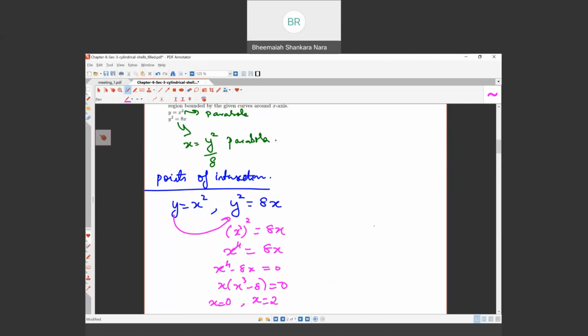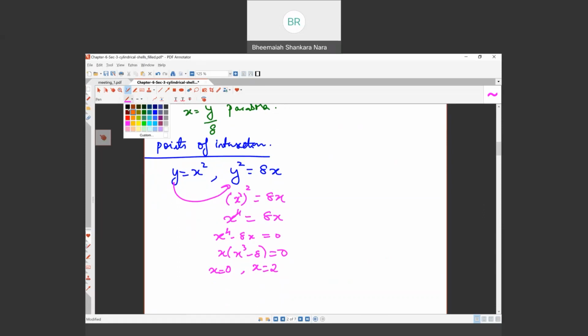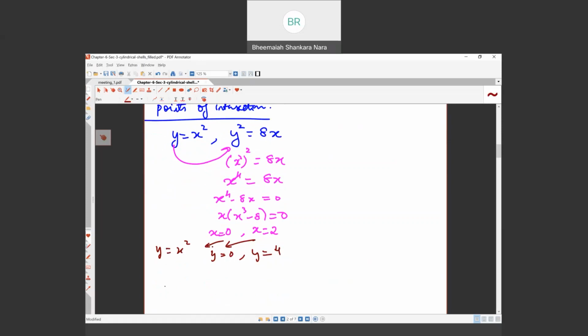So now you plug these x values into the y equal to x squared parabolic curve. You get either y is 0 or y equal to 4. So you get two coordinates: (x, y) equal to (0, 0), and (x, y) equal to (2, 4). These two are the coordinates of the points of intersection.